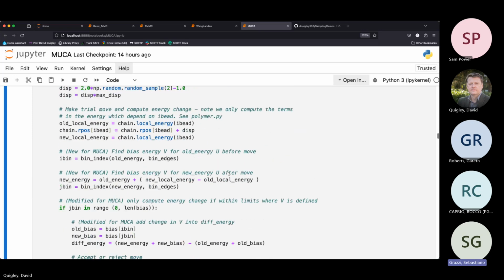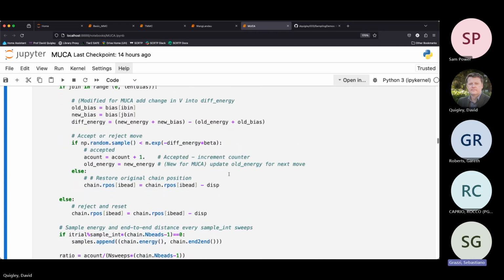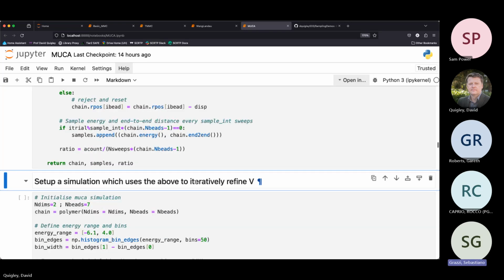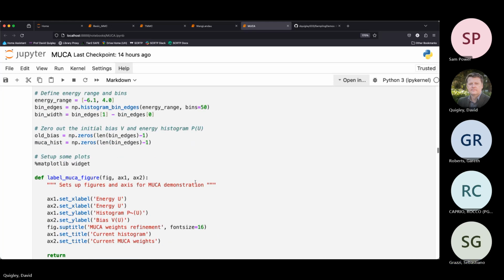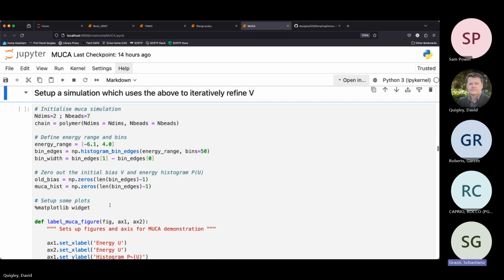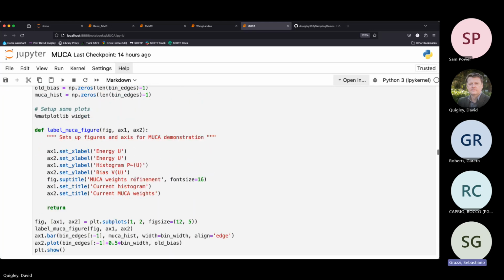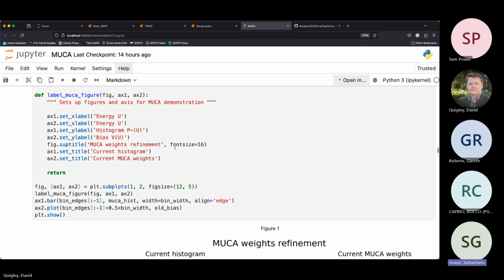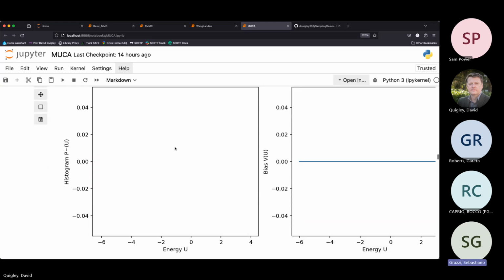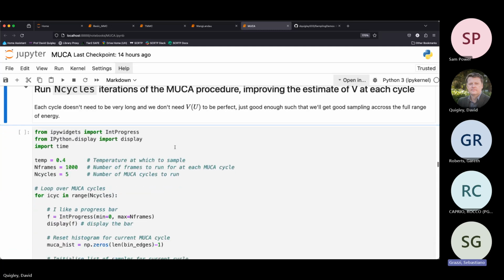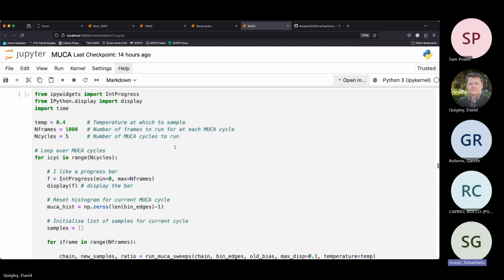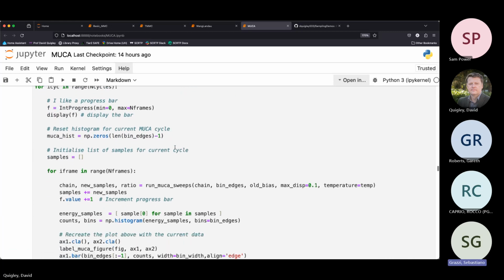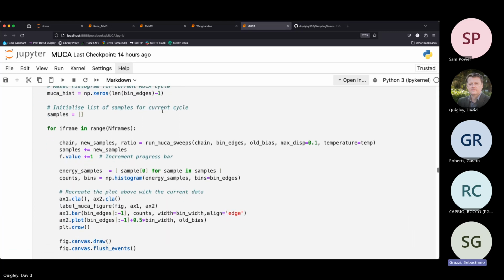So that's four lines of code different from the previous version. Same polymer, same energy range. My plots are going to be slightly more sophisticated now, come back to that in a moment. And then I'm going to call that function that does 100 MC sweeps in that biased ensemble many times to create an animation and refine the weights.